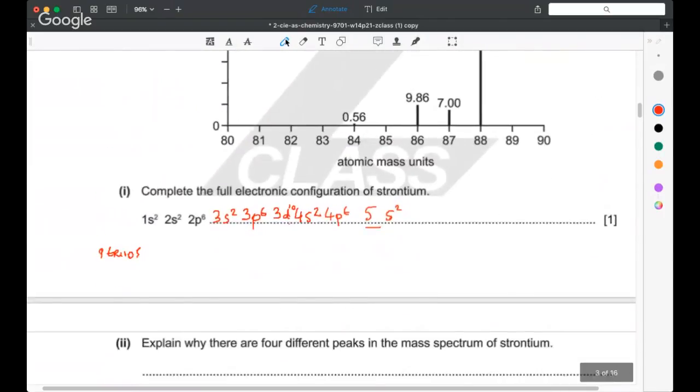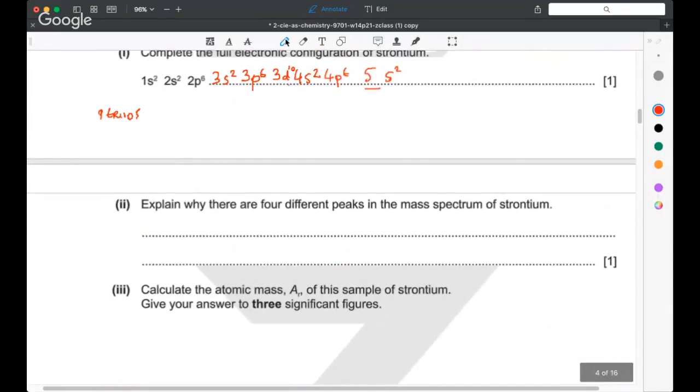Okay, so there's this mass spectrum. We've got to say, well, there's 4 peaks. Most students got that right. There's 4 isotopes of strontium. Now, the examiner said that students who lost the mark here, some of them just said there are isotopes of strontium, and that wasn't sufficient for the examiner to account for the 4 different peaks. You had to say there were 4 isotopes of strontium. So it's being really very, very specific in your answer.